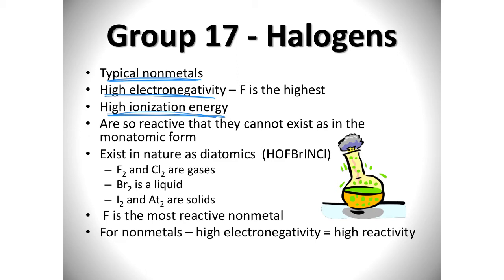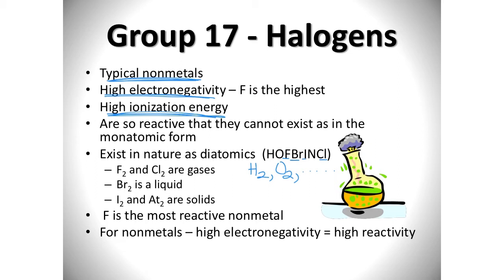So remember, diatomics are things that exist naturally as a two-atom molecule. So hydrogen exists as H2, oxygen as O2, and so on. You'll notice that fluorine, chlorine, bromine, and iodine are all listed there.